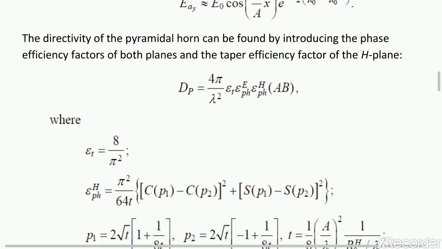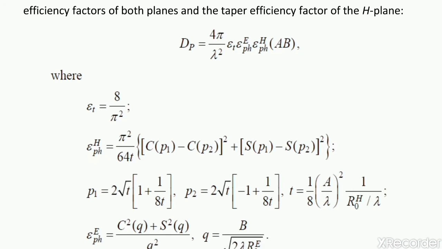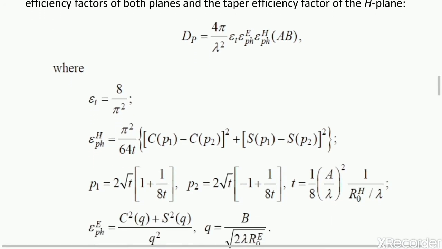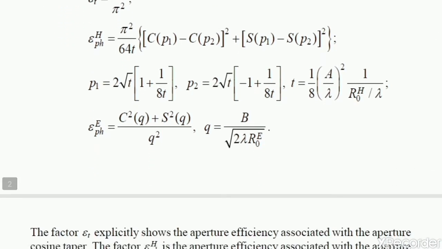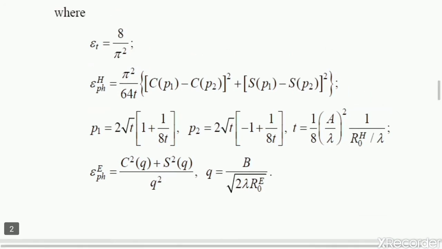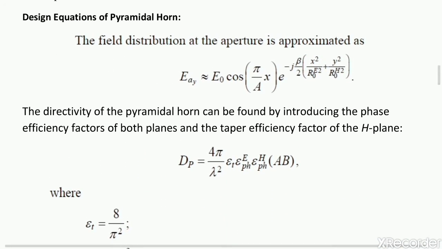We can see these equations of epsilon t. This is the tapering efficiency factor, 8 upon pi square. The other one is the phase efficiency factors, the formulas of rho and q. Please remember those formulas. Those are very important regarding the design consideration of the pyramidal horn.